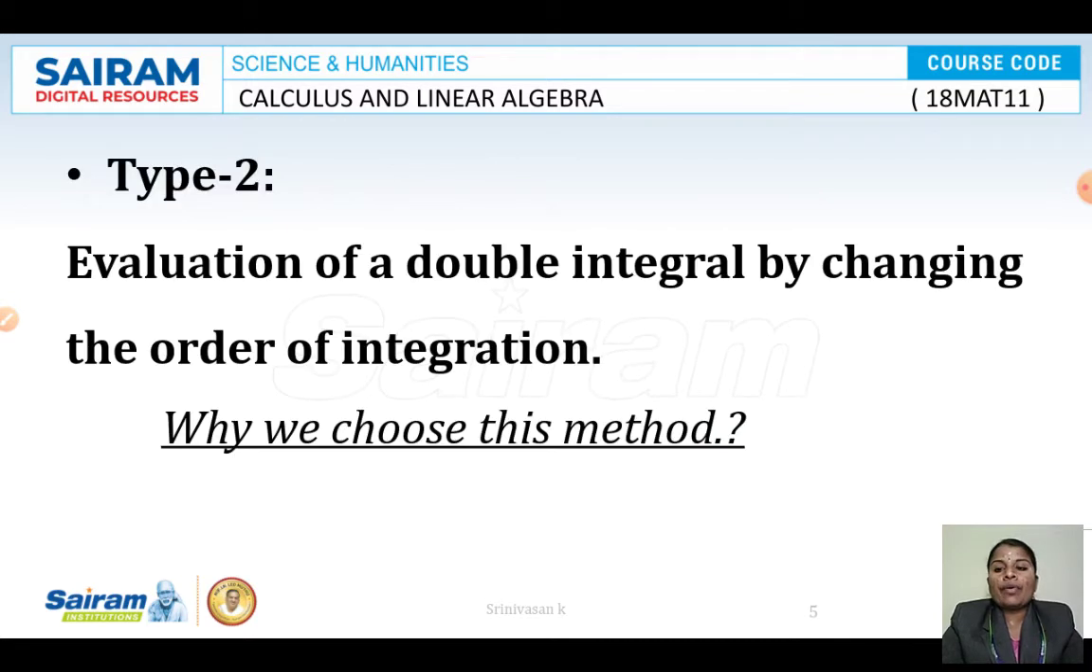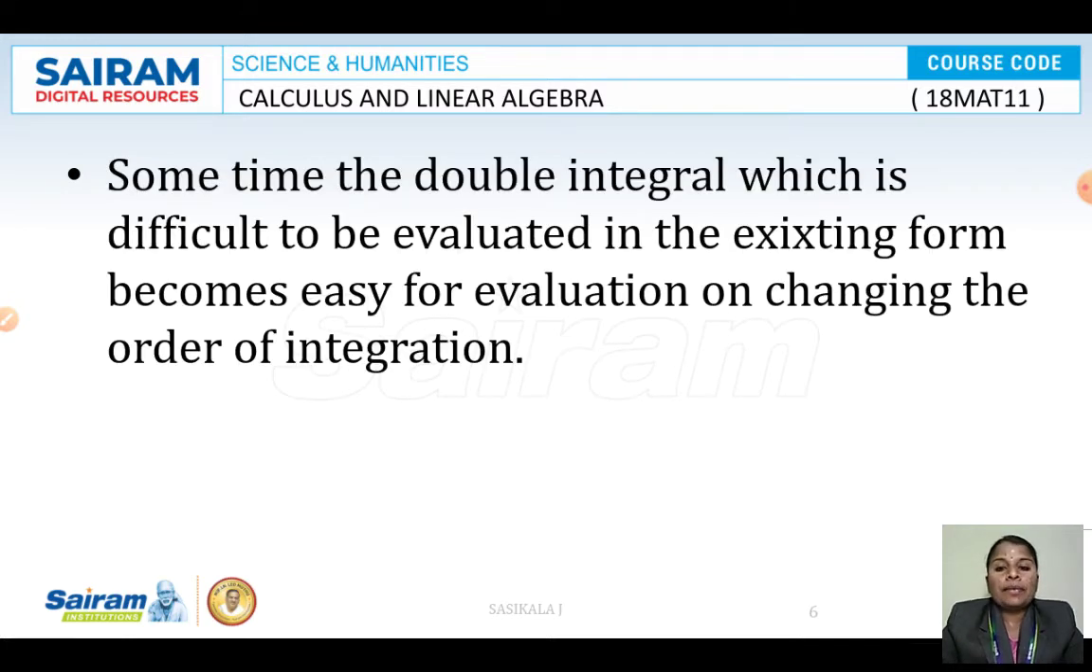Now we come to the main topic, which is evaluation of a double integral by changing the order of integration. Why do we need to choose this method? Why do we need to change the order of integration? Sometimes a double integral is difficult to evaluate in its existing form, and it becomes easy when you change the order of integration. Only for that reason do we choose to change the order of integration.